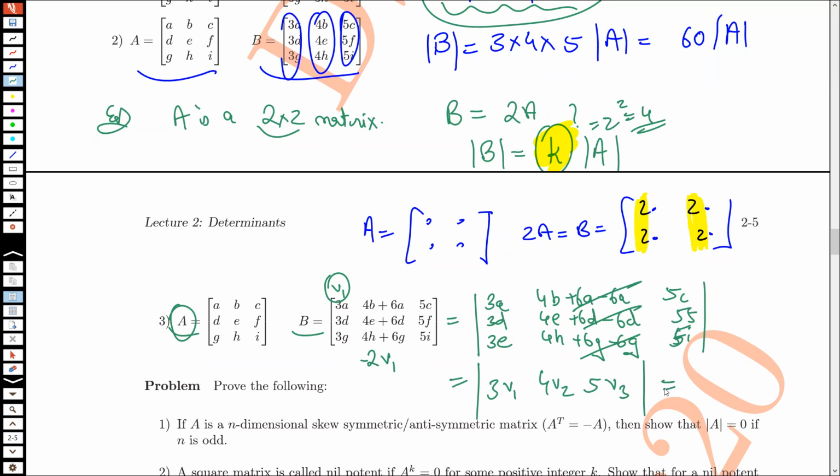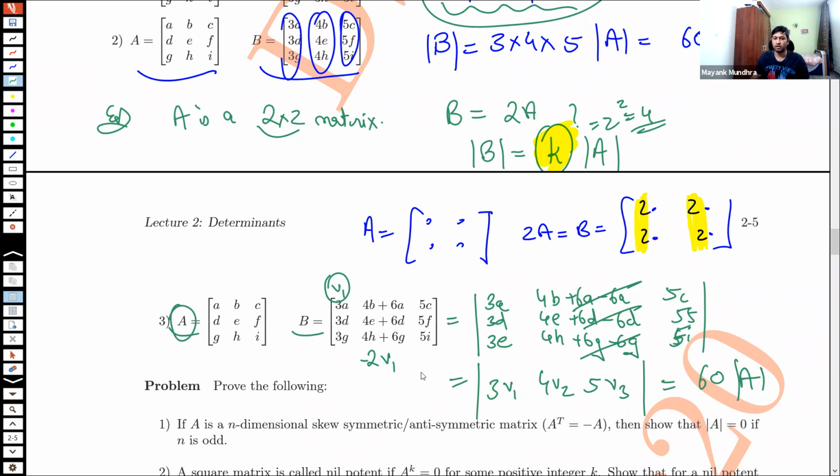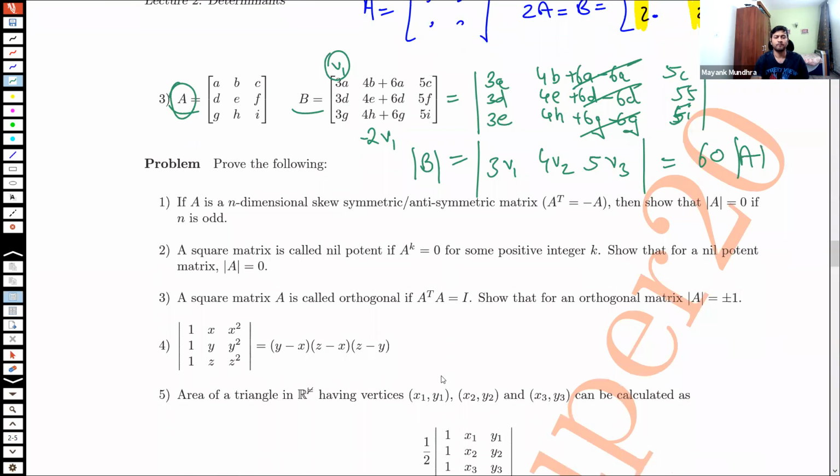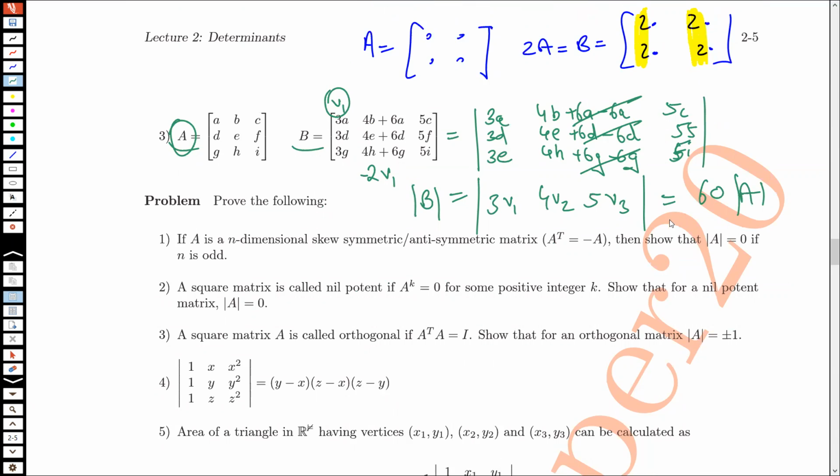So mod A is 60 times mod B. Yeah, 60 times of mod A. Sorry, mod B. Don't call it mod. That's wrong. It's determinant. The symbols are the same, but it's determinant. You should know, depending on the topic, when am I talking about mod, and when is the examiner or anybody talking about mod, and when is he talking about determinant? Okay. Yes.